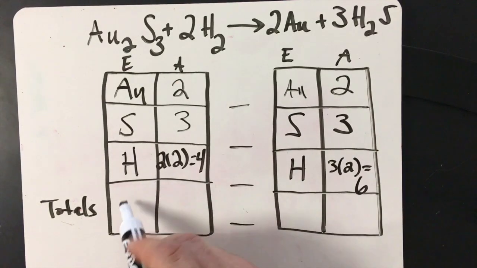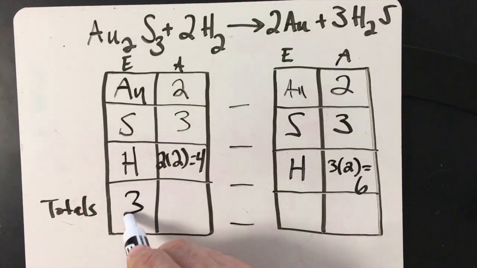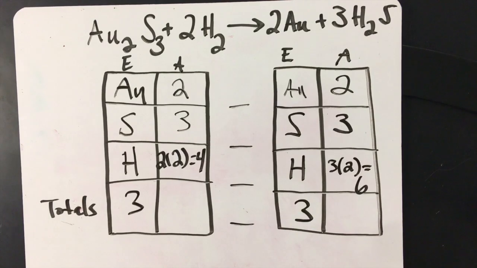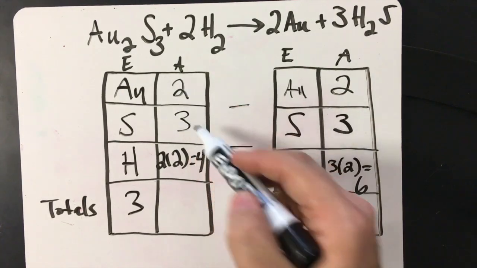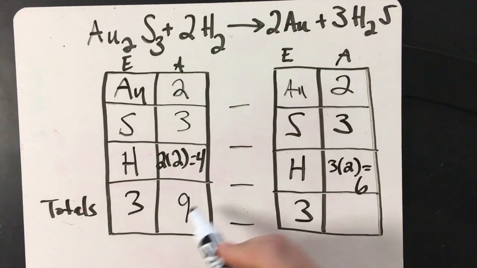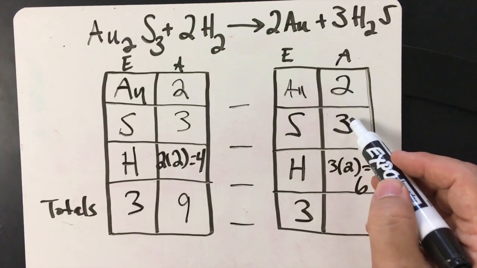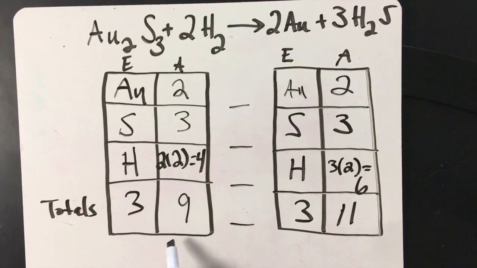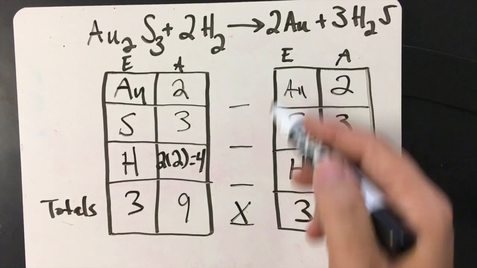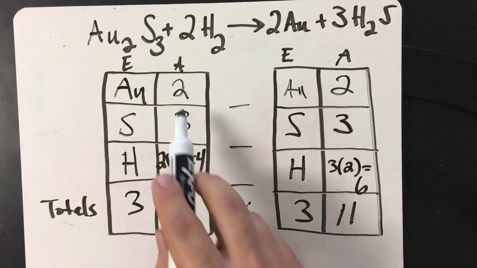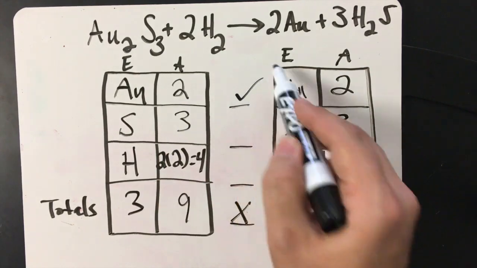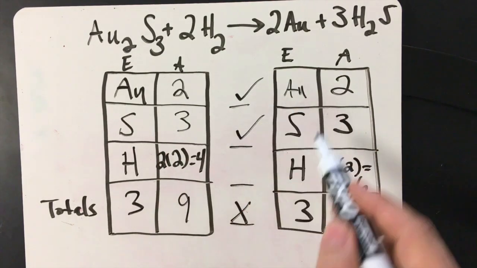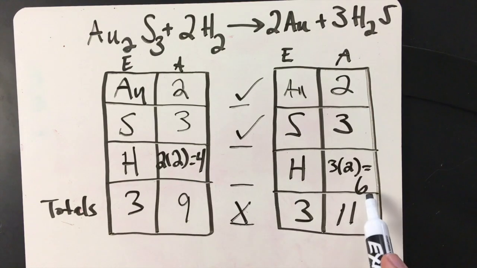So let's go ahead and total these up. So 3 elements here, so those match. 2 plus 3 is 5, plus 4 is 9. Over here, 2 plus 3 is 5, plus 6 is 11. So now we see 9 and 11, those do not match. So we can go through and check to see where it is that it doesn't match. Gold, that matches. Sulfur, that matches, but hydrogen does not.